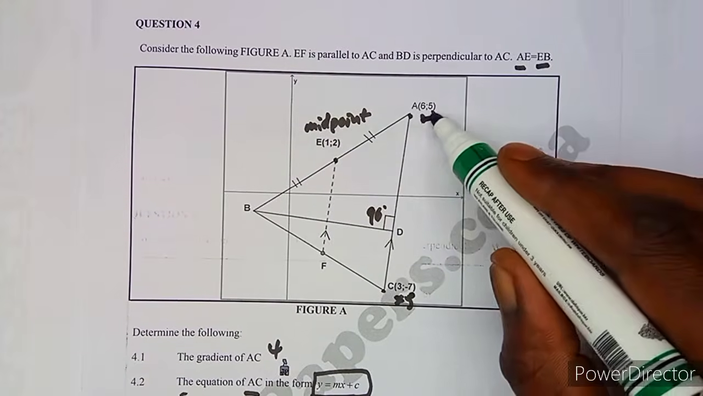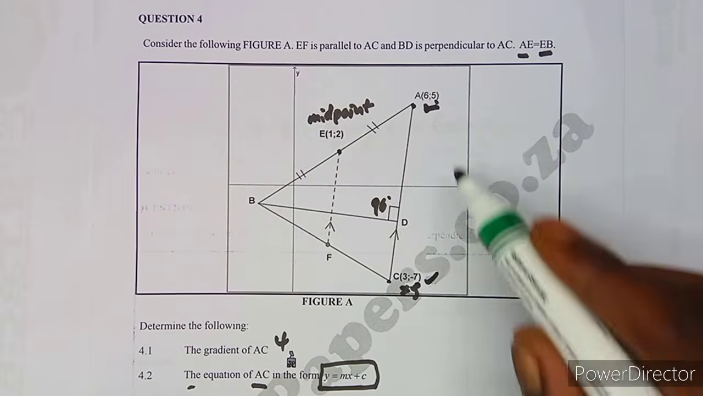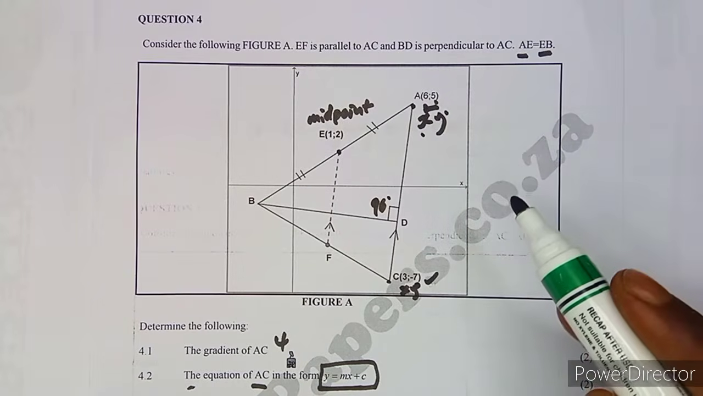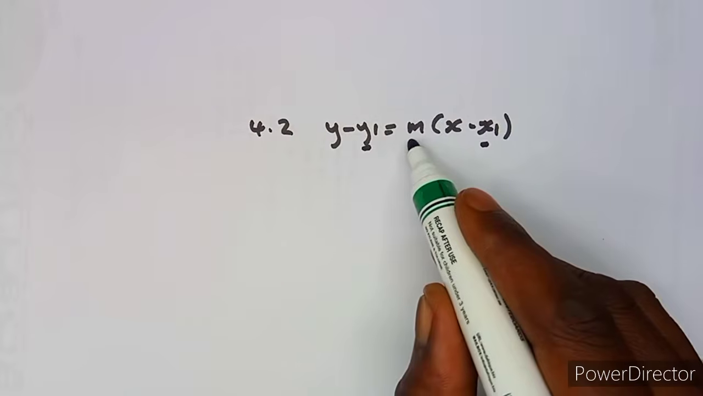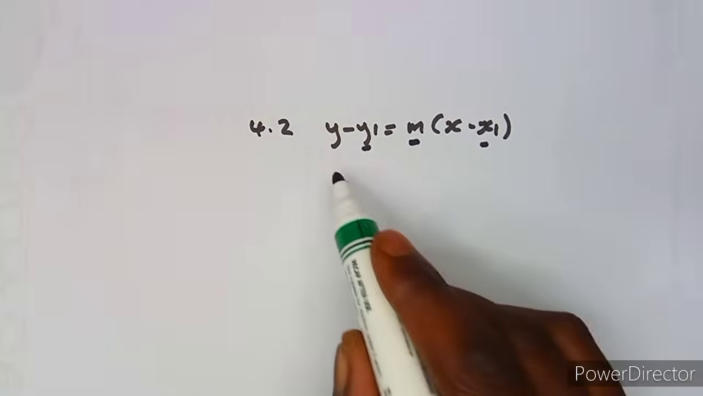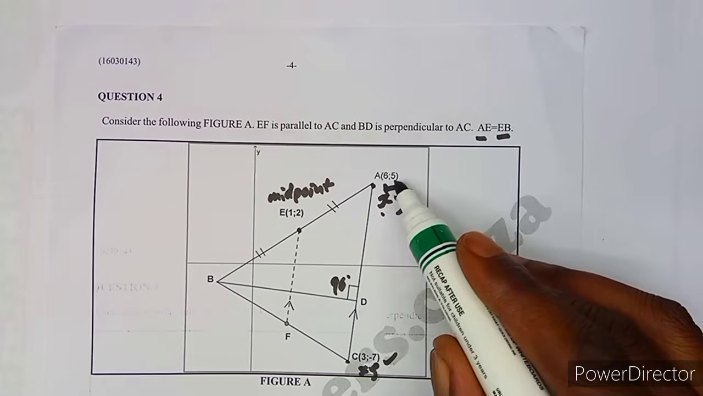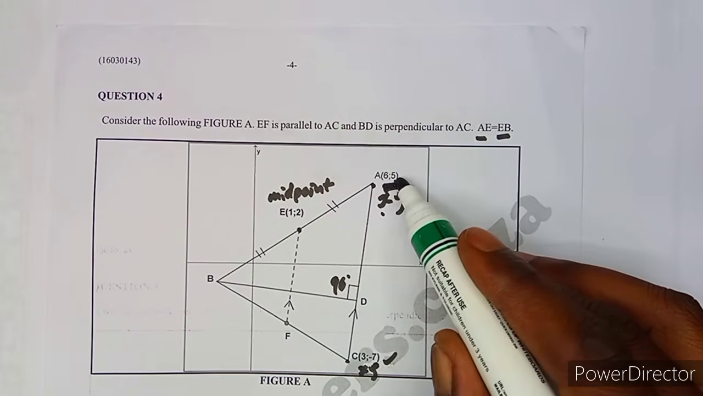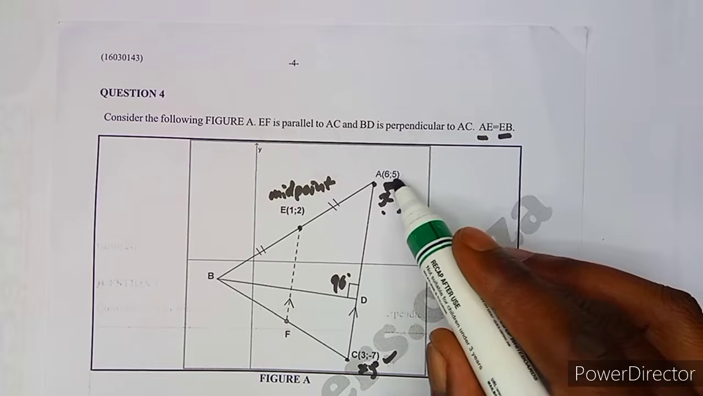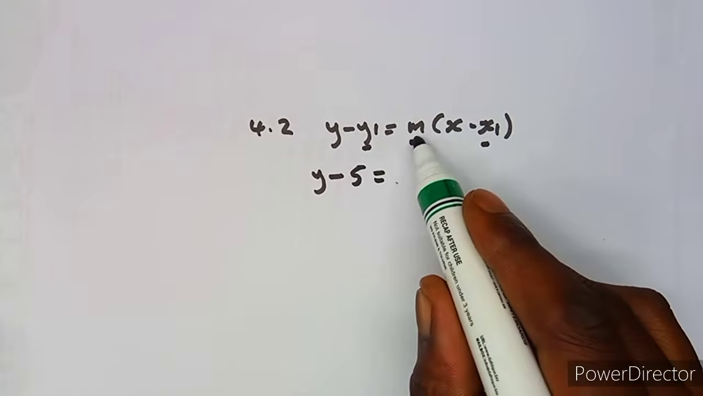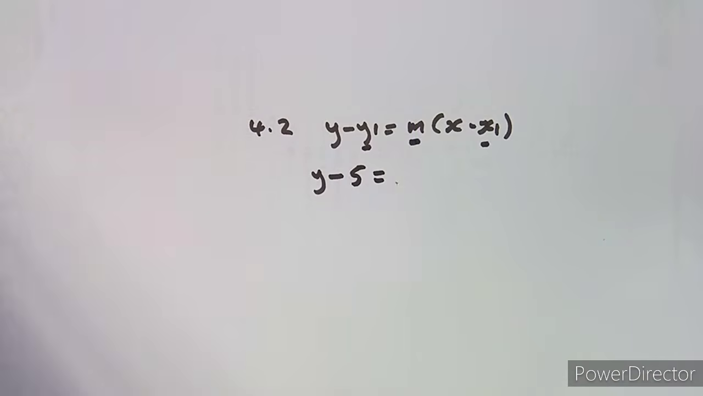So we have point A, we have point C. You choose any point and take the value of y and the value of x. This m is the gradient. In this case I'm going to choose point A, where I have 6 and 5. So y1, the value of y here, is 5, so it's y minus 5, which is equal to m, the gradient that we obtained.